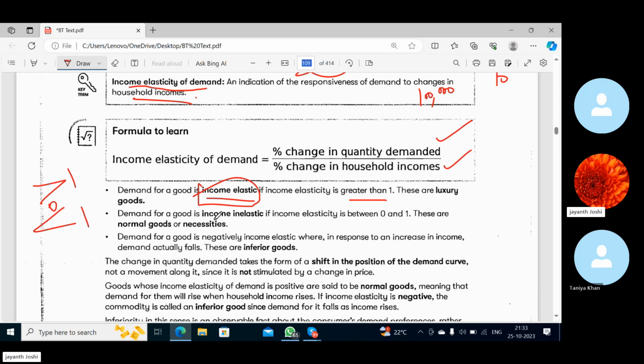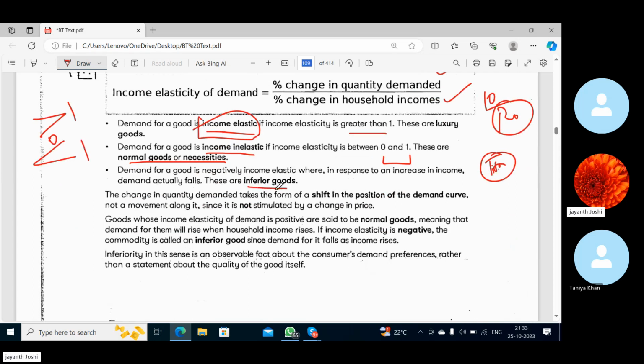Demand for a good is income inelastic if income elasticity is between 0 and 1. These are normal goods or necessities. When your income is very high, you try to buy something very luxurious. You don't go for basic things. Someone whose income is 10 lakhs will go for a Rolex watch. Why would he go for Titan? Titan is a necessity. Rolex is luxury.